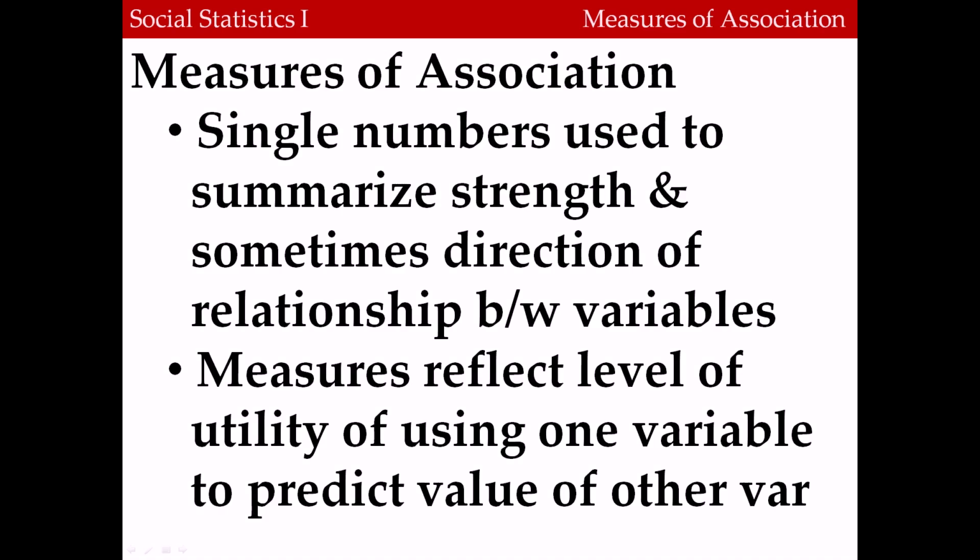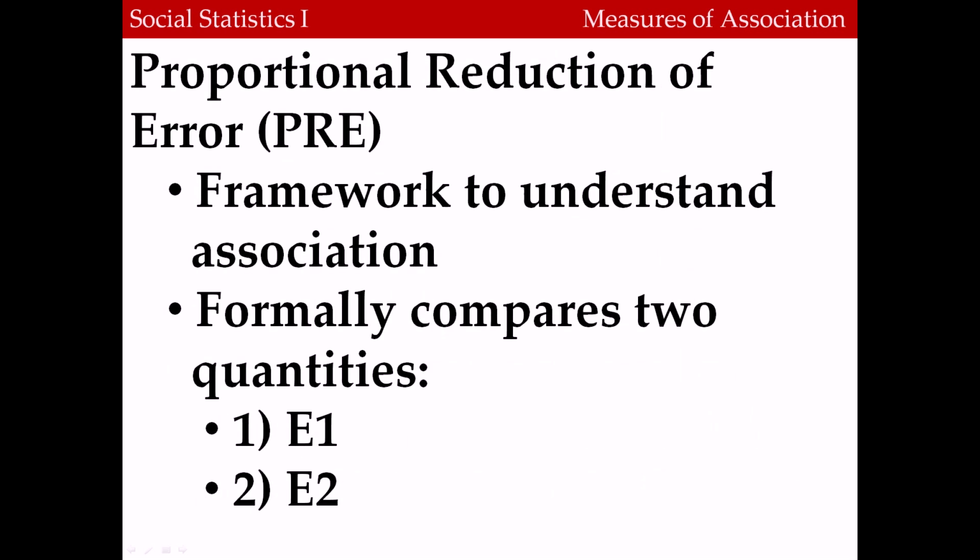Well, they're single numbers that are used to summarize the strength and direction of the relationship between two variables. And they're measures that reflect the level of utility in using one variable to predict the value of the other variable. Measures of association are usually thought of under the framework of something called proportional reduction of error, or PRE.